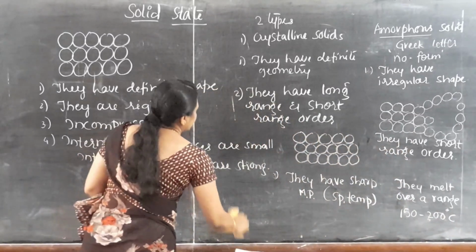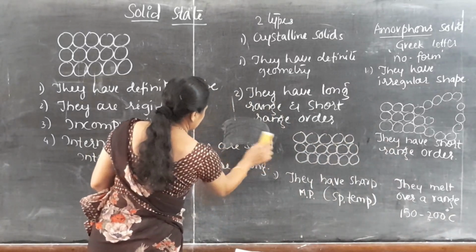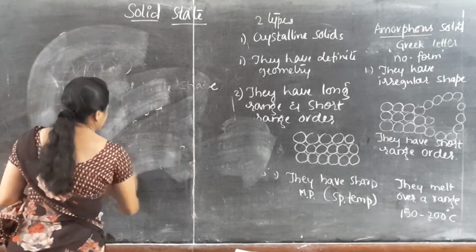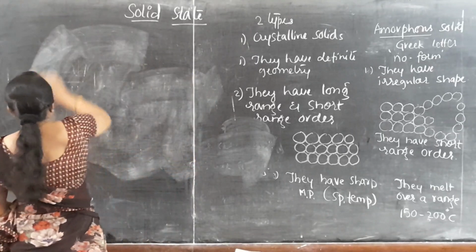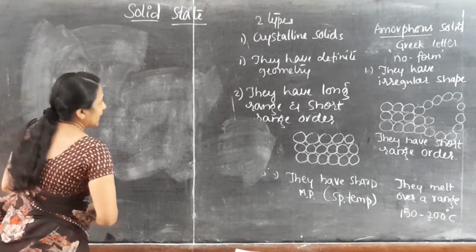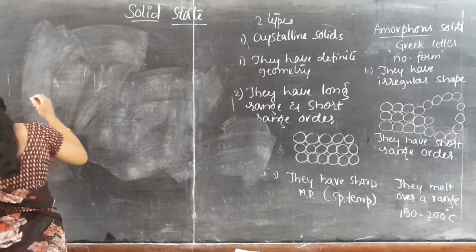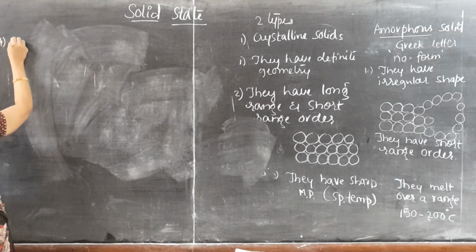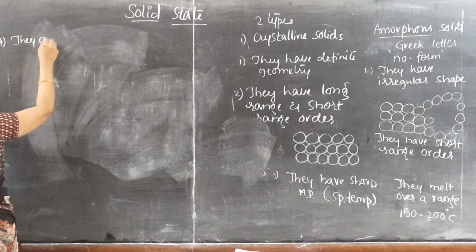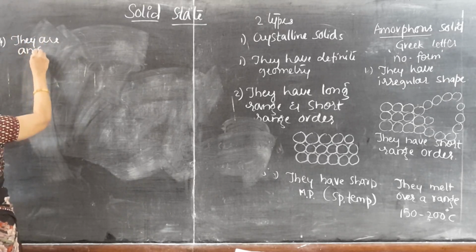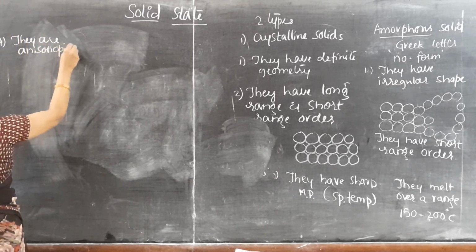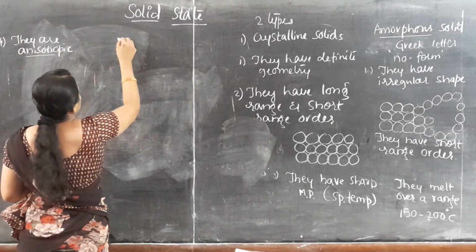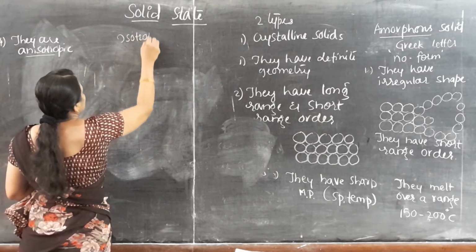And the next one: these crystalline solids are anisotropic in nature. This is a different term, anisotropic in nature, whereas amorphous solids are isotropic in nature.